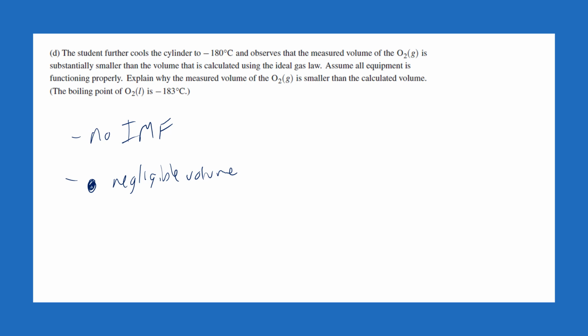In this case, I would probably say the easier way to explain it is by saying at -180, you're going to form intermolecular forces. So that's going to attract the particles to each other and decrease the volume because they're stuck together. But those are the two really possible answers for any deviations from ideal gas law.